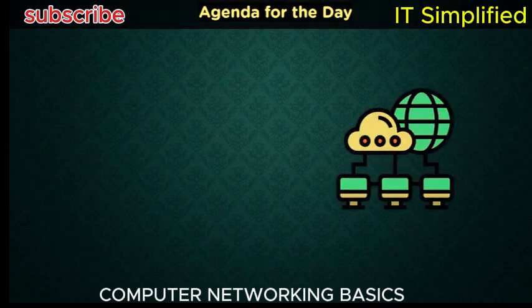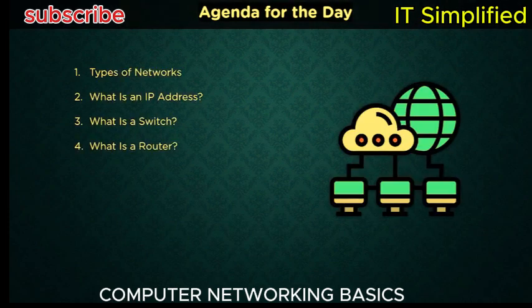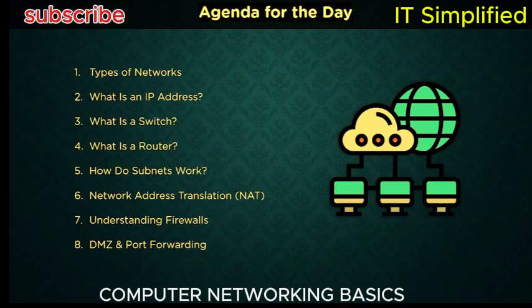Today in our video, we start by learning about the different network types and the importance of an IP address in a network environment. Next, we cover the significance of switches and the working of routers in a network. Moving on, we cover the explanation of subnets in a network and the importance of network address translation, or NAT. Finally, we understand how firewalls work and the distinct use cases of DMZs and port forwarding.